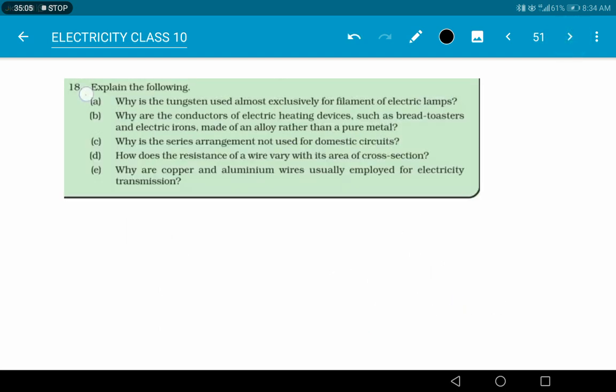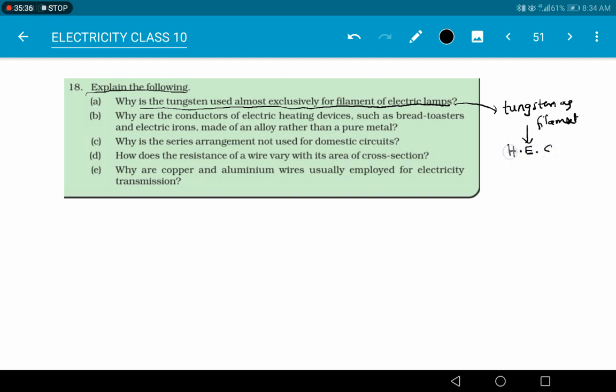Now explain the following: why is tungsten used almost exclusively for the filament of electric lamps? Generally we select tungsten as a filament, so what is the reason behind it? An electric bulb works on the principle of the heating effect of current.